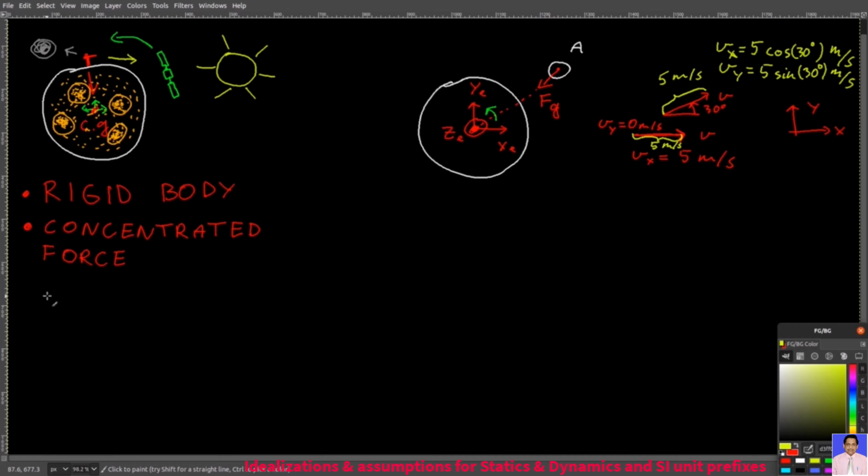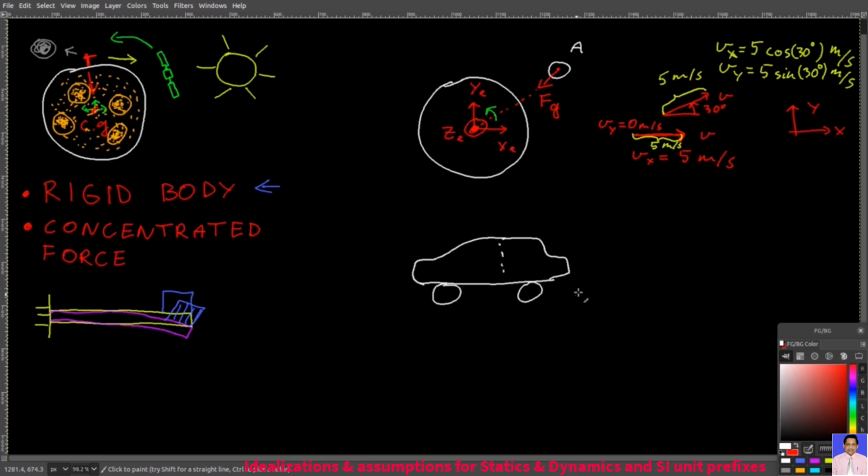So for rigid body, let's assume that you have a beam and you have a box here on top of this beam. In reality, this beam will slightly bend. But this bending is so tiny that in statics and dynamics, we assume that it does not bend at all. In other words, we assume that objects do not deform. That's rigid body assumption.